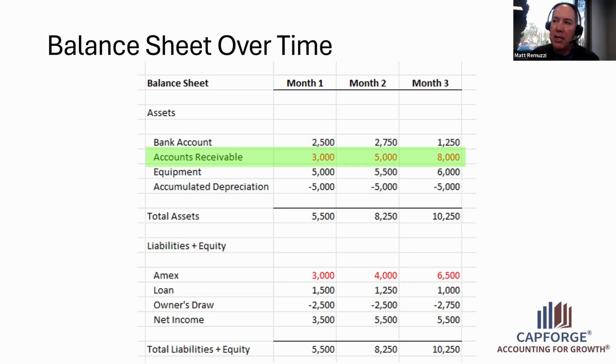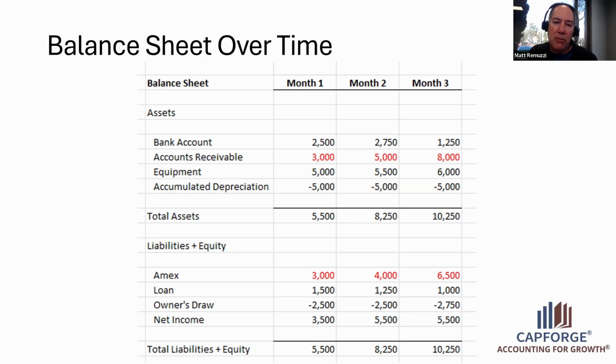Accounts receivable, though, keeps going up. What does that mean? You're doing a lot of business, you're writing more invoices. It doesn't mean that the 3,000 in month one, none of that got paid. Some of them might have gotten paid, or all of them might have gotten paid. But by the end of month two, you have at least $5,000 of invoices. So some of those from month one might have gotten paid, and in the meantime, you've written more invoices. By the end of month two, you now have $5,000 of money owed to you by various customers. And by month three, $8,000 of money owed to you.